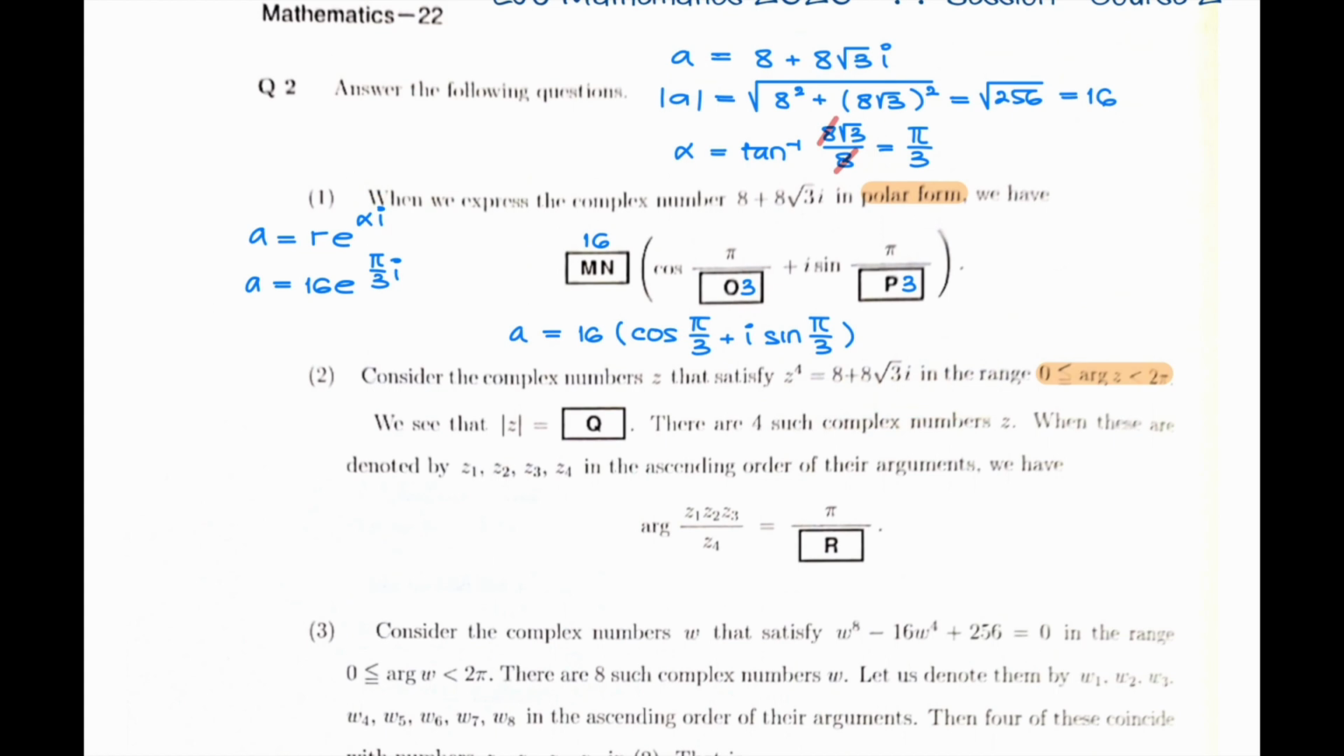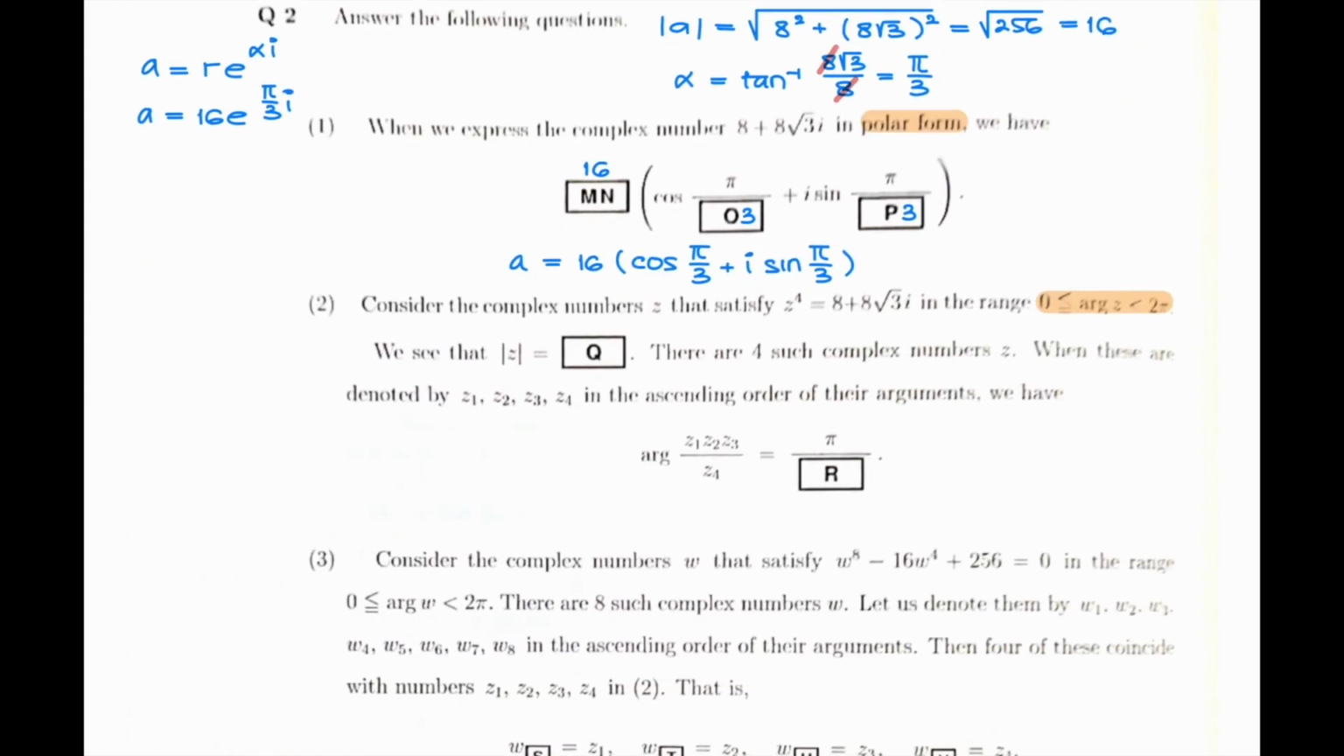This is a in the form of exponential. So I already know that z to the power of 4 is equal to a. So z to the power of 4 is equal to this one. I will write it down here. z to the power of 4 is equal to 16e to the power of pi over 3 i.